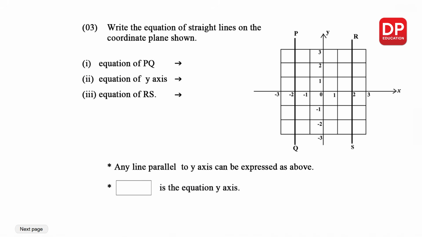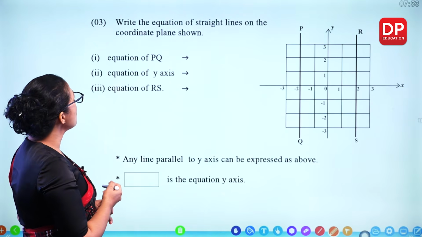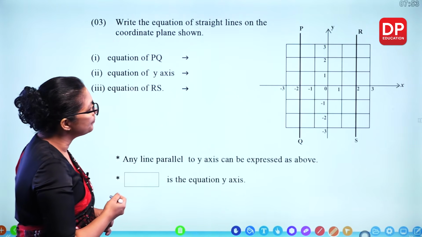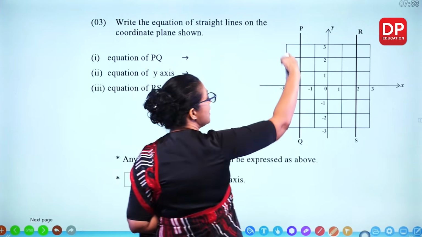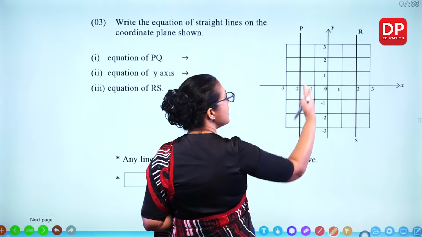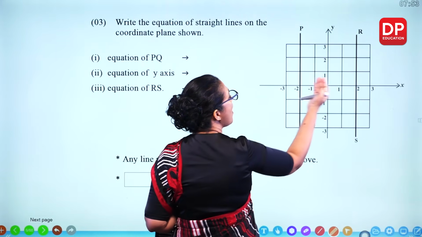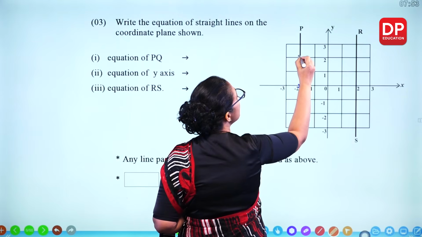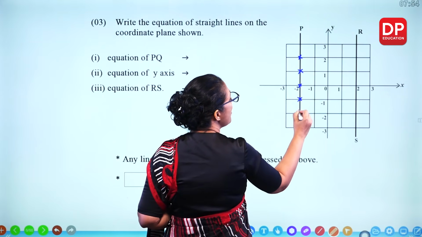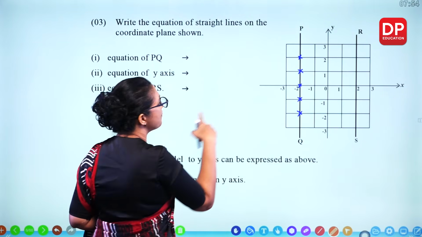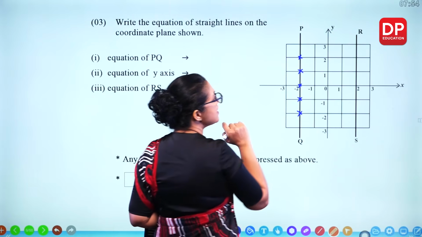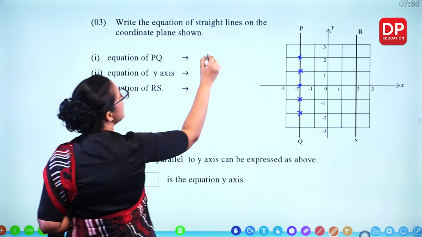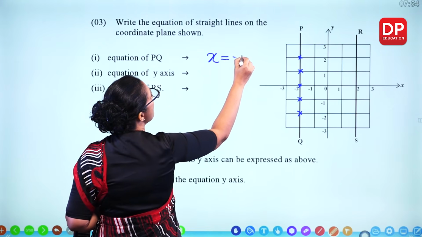Look at this one. Write the equation of straight lines on the coordinate plane shown. Equation of PQ. PQ is a vertical line and it's parallel to the y-axis. And what's the x coordinate here? Any point on the PQ line, the x coordinate is minus 2. So what's the equation? X equals minus 2.